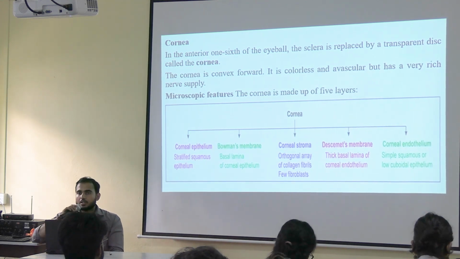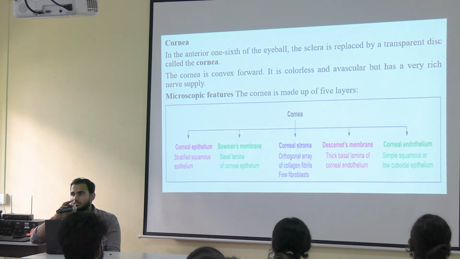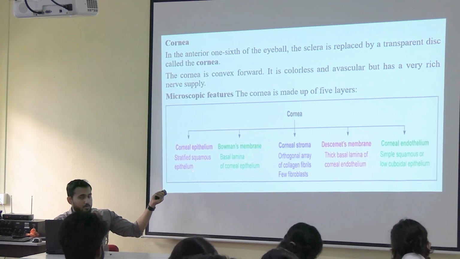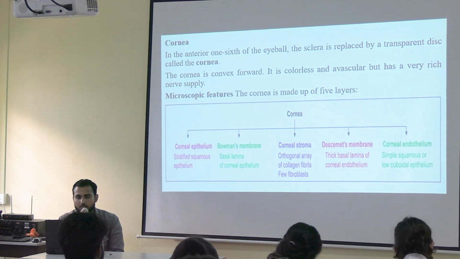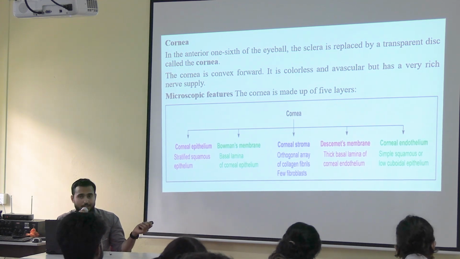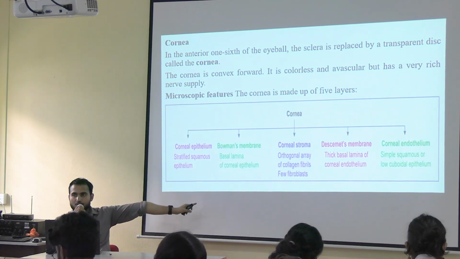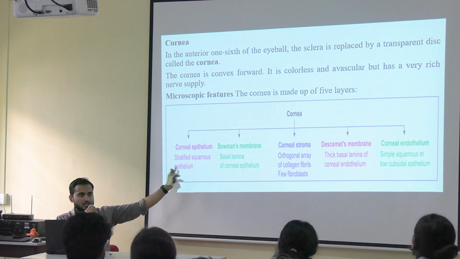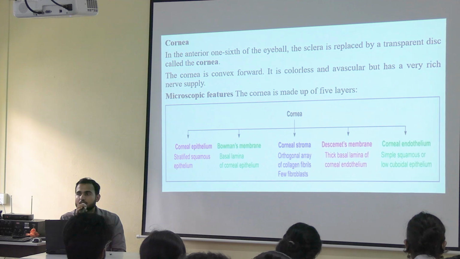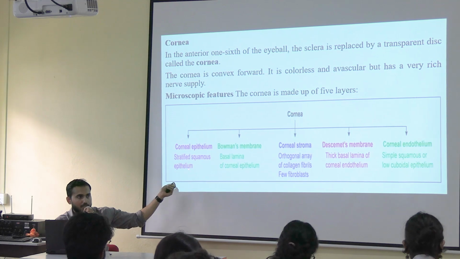So which will be the corneal epithelium? Stratified squamous non-keratinized. It's written over here. Stratified squamous non-keratinized epithelium, that is the epithelium for cornea. Now there is a speciality of this particular epithelium. Can you guess what will be the speciality? What is the meaning of stratified? Multiple layers. That means here the cells are arranged in multiple layers.